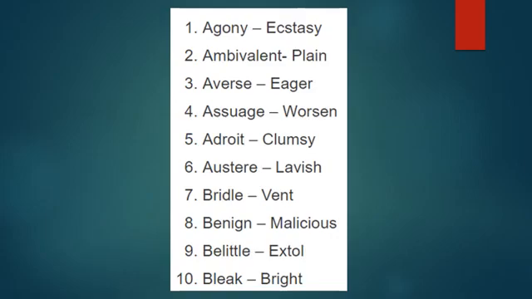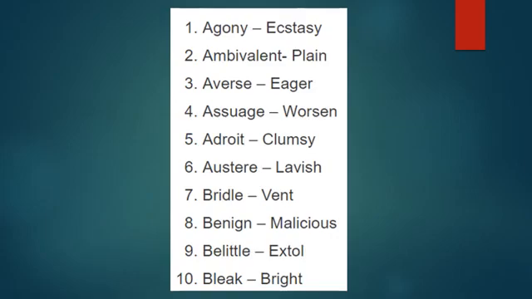Ambivalent, plain. Ambivalent means having mixed feelings, equivocal. And here, plain. Averse, eager. Averse means lack of interest, and eager means very enthusiastic. Assuage, worsen. When suffering is lessened, that is assuage, so there is improvement there. Worsen means the situation is getting worse.